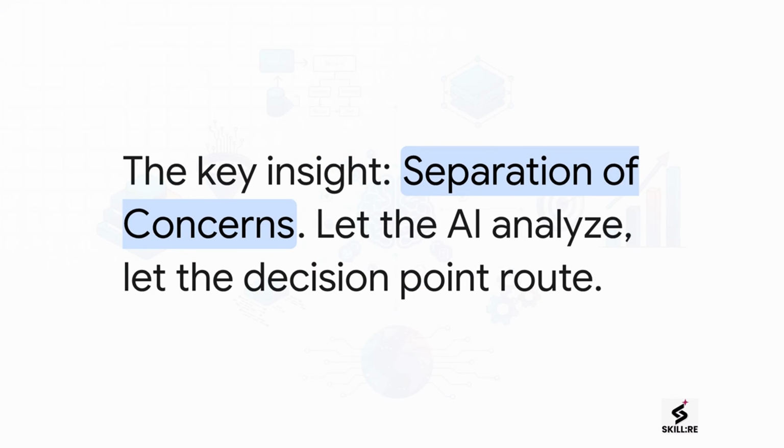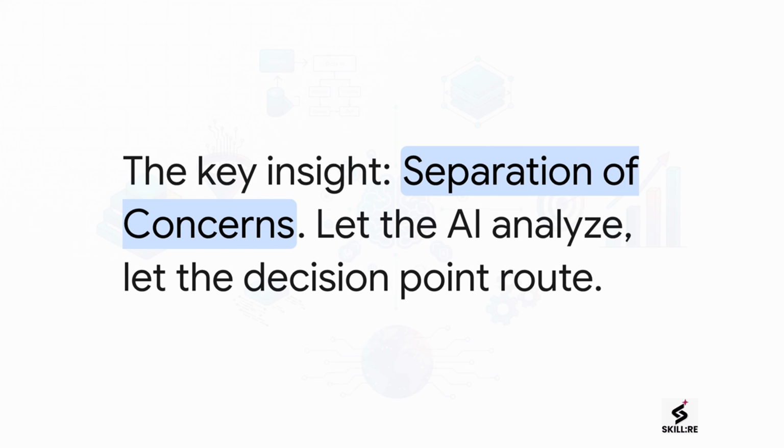Okay, the key insight here, the thing that makes this whole pattern so powerful is this idea of separation of concerns. It sounds fancy, but it's simple. Let the AI do one thing and one thing only, analyze. And let the decision point do one thing, route. Why is this such a big deal? Because it makes your entire system a breeze to maintain.